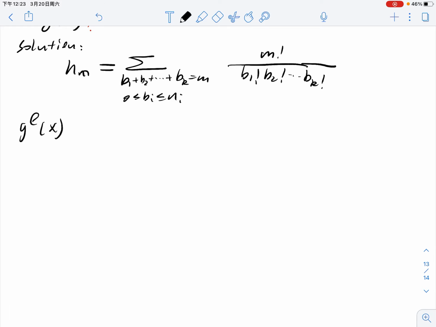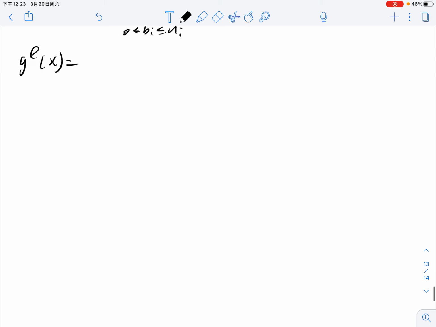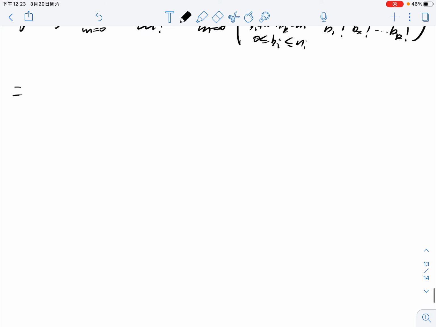And the exponential generating function is a summation for m from 0 to infinity of h_m x^m divided by m factorial. This is the summation over m from 0 to infinity. You have some constraint for b_i, x^(b1 plus all the way to bk) divided by b1 factorial, b2 factorial, all the way to bk factorial.